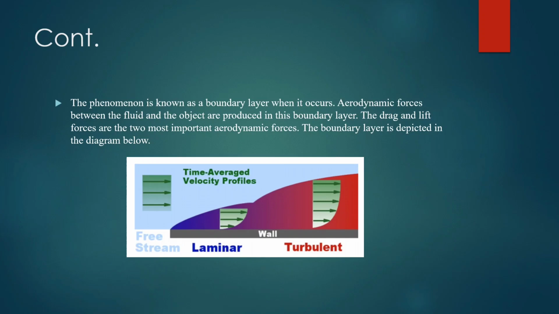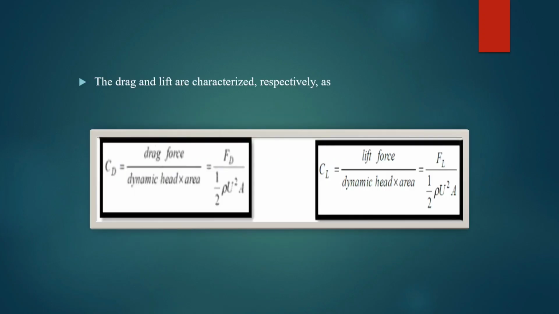The phenomenon is known as boundary layer when it occurs. Aerodynamic forces between the fluid and the object are produced in this boundary layer. The drag and lift forces are the two most important aerodynamic forces. The boundary layer is depicted in the diagram below, and the drag and lift forces are characterized respectively by these two formulas.